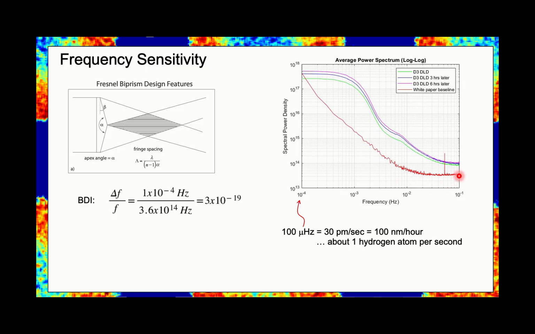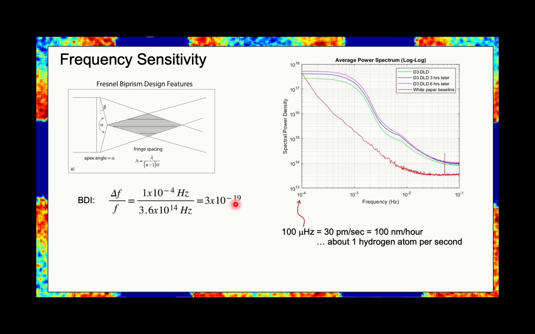That's the stability. You can see that's where the 1/f noise of a static target, that's white paper, crosses over at 100 microhertz, and so that sets the lower limit for what we can detect. So our relative sensitivity is 100 microhertz over the center frequency of our light source, which in our case is 3.6 times 10 to the 14. So we have a sensitivity of 3 times 10 to the minus 19.